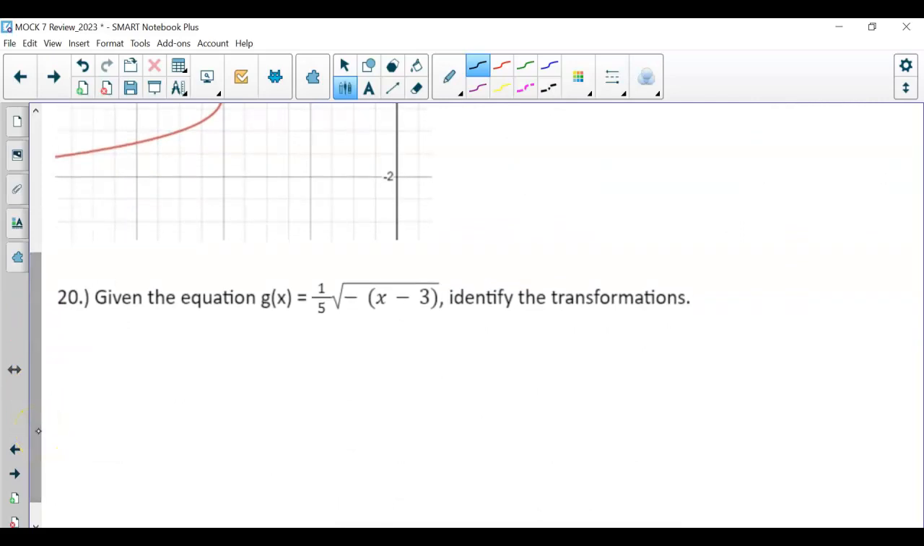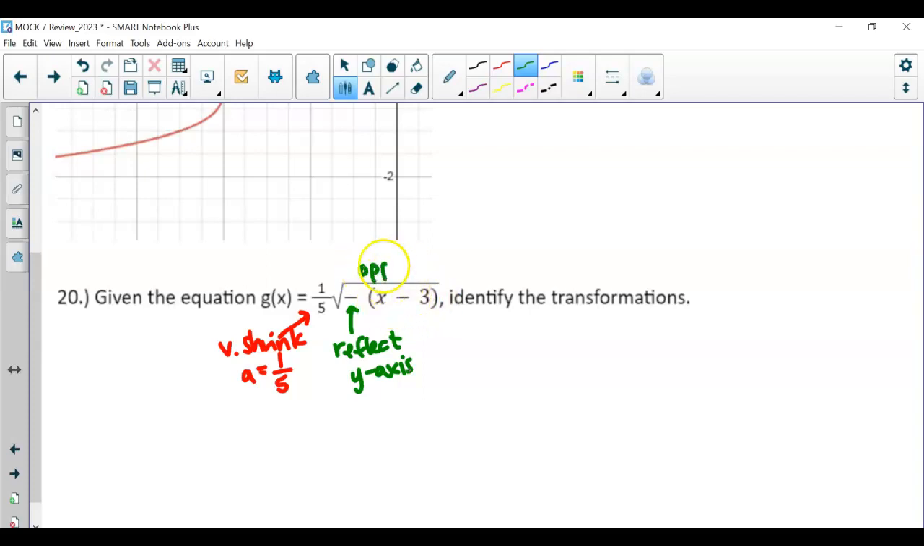Question 20. Now here we're identifying the transformations. So notice how here we have 1/5 on the outside, which shows vertical, but in this case, this is a vertical shrink or compression, and keep it where the value of A is 1/5. Now notice everything else is inside the radical. So with that negative on the inside, we are now reflecting over the y-axis. So we're flipping over the y, and then notice here, x minus 3. So again, think opposite inside the radical. So that's not 3 to the left, but 3 to the right.